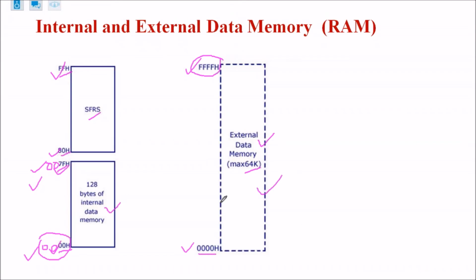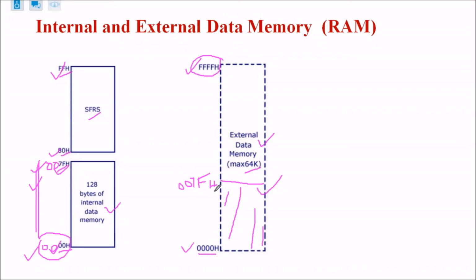is of external memory. For all these addresses, I am taking this example 00. All these addresses are available in external memory also. Somewhere here you may get the address 007FH. This address will be somewhere here. So these addresses are common for internal and external memory.